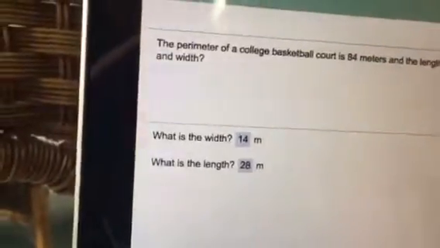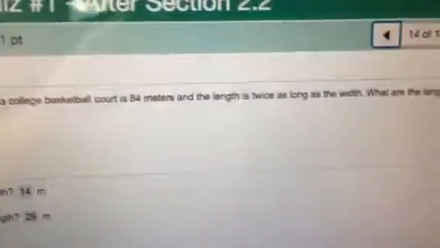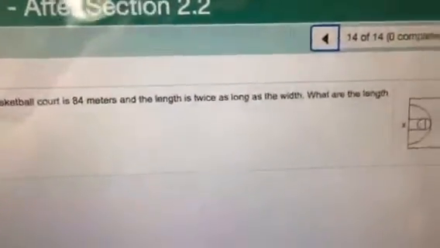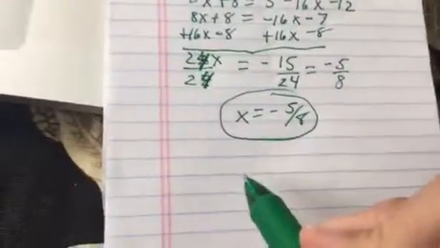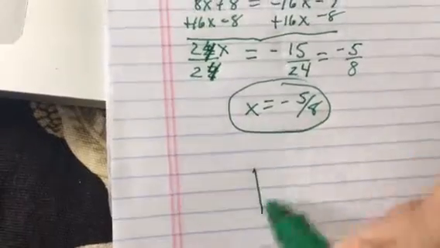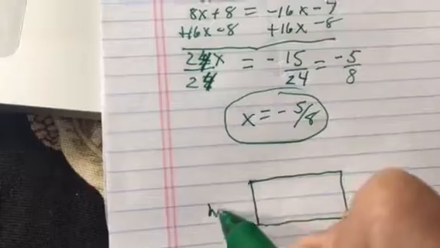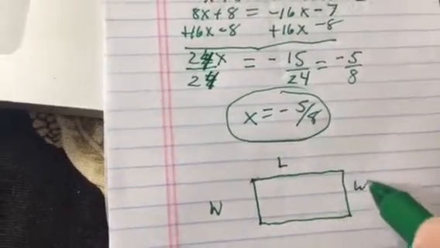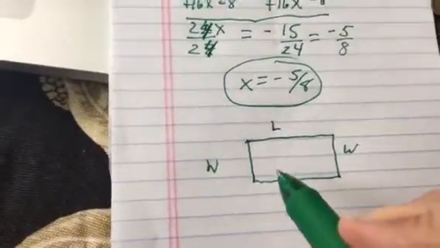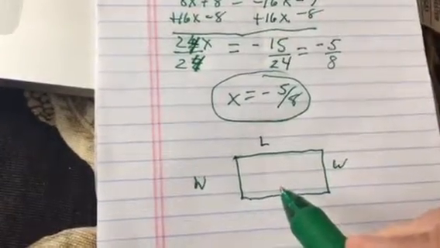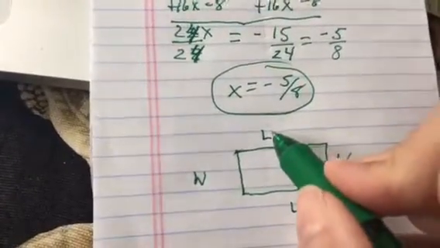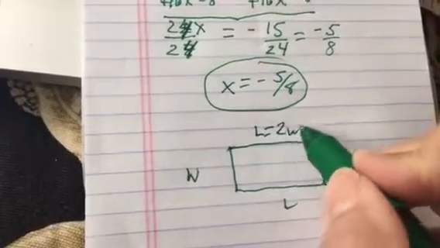And here we go. Perimeter formula. It says the perimeter of a college basketball court is 84 meters and the length is twice as long as the width. What are the length and the width? So it says that you're dealing with a rectangle, you have this, and this is width, and this is length, width, length. Now, what happens on this is says the length is twice as long as the width, so length equals twice as long as the width.